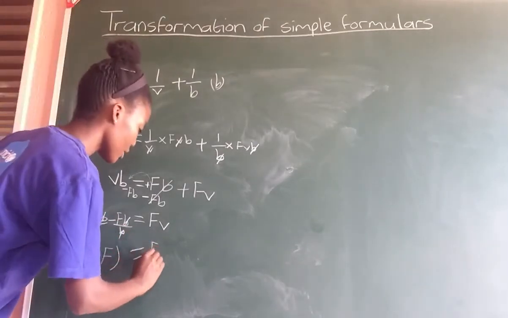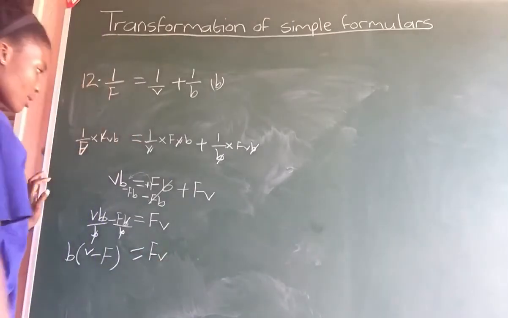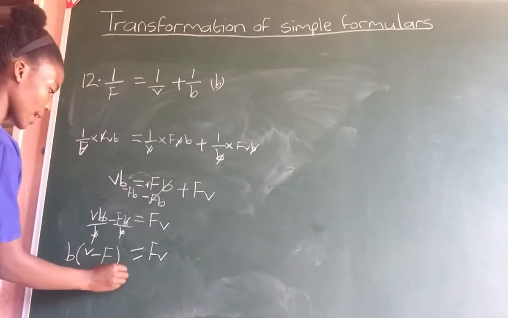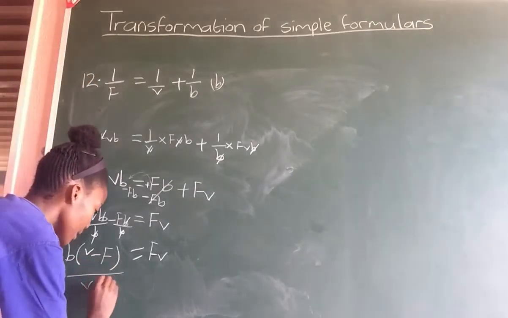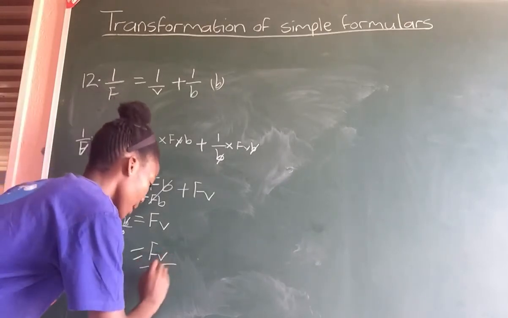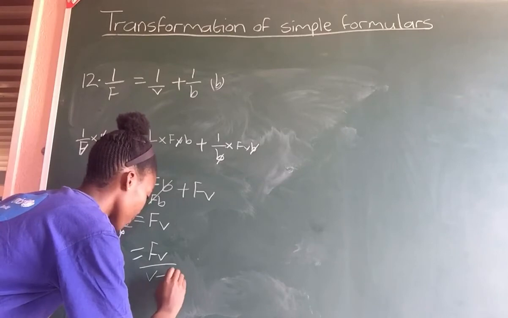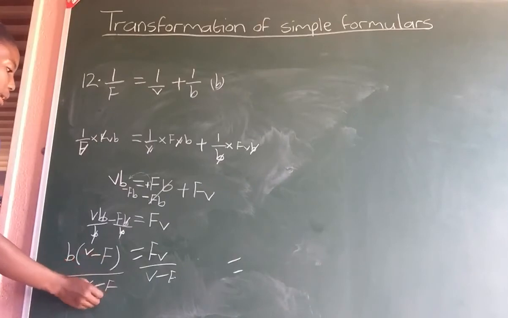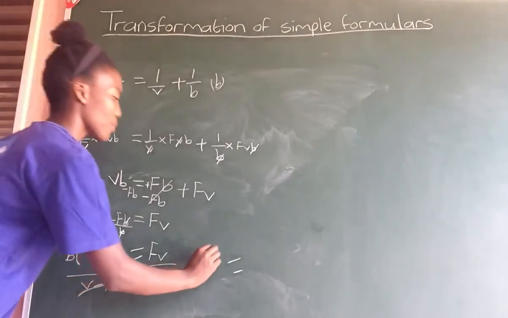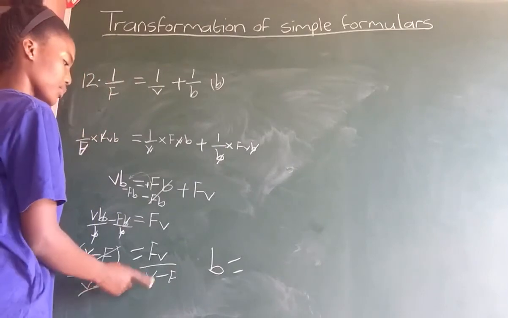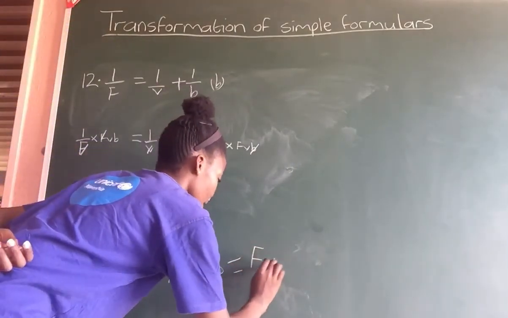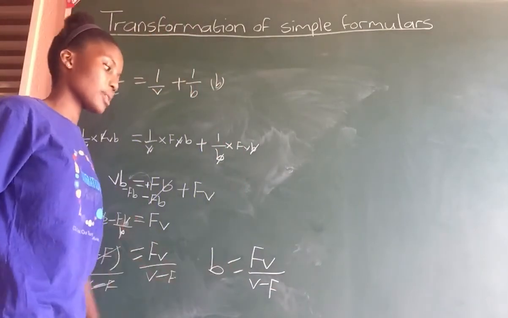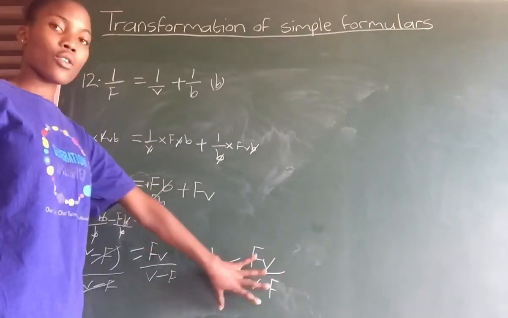And this side, you just rewrite it down. So here we divide by your brackets, which is the v minus f, divided by your brackets v minus f, is equal to, the two brackets cancel out. You'll be left with b equals, you just rewrite everything on the other side. There we have it. b is the subject of the formula, and that is your formula.